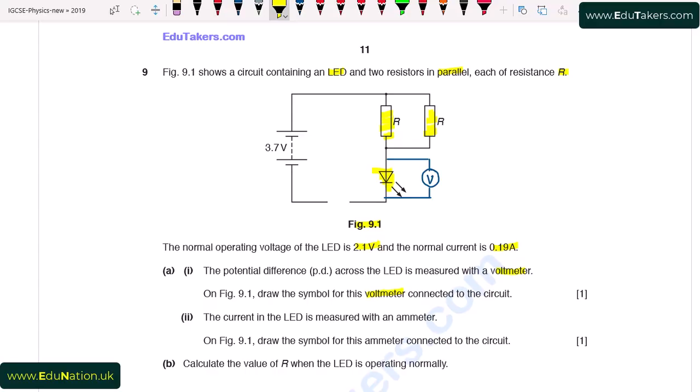Part 2. The current in the LED is measured with an ammeter. On figure 9.1, draw the symbol for this ammeter connected to the circuit. So an ammeter is a device that is used to measure the current and it is always connected in series. So when we have to measure the current, then we connect the ammeter in series. So here we connect the ammeter.